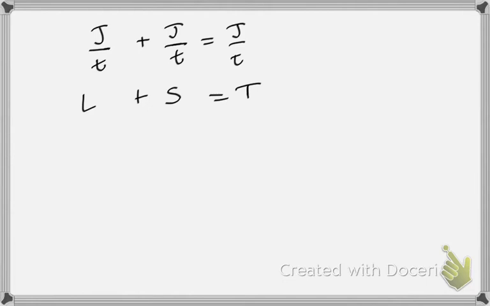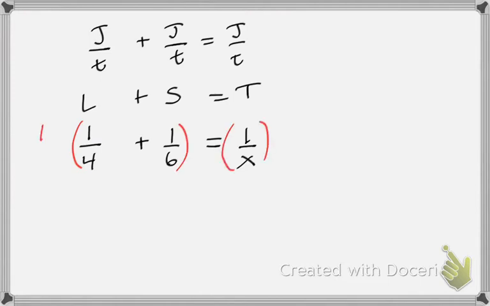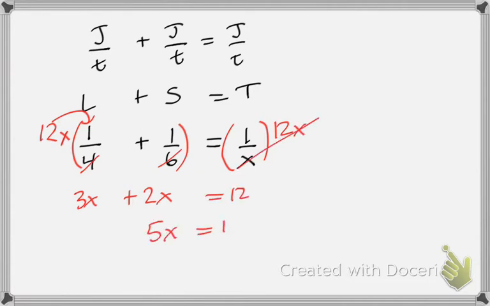Remember, this is our job over time plus job over time equals job over time. So we're talking about liqueur plus sake is equal to the together time. So liqueur is one job in 4 hours, and sake is doing one job in 6 hours. The total is one job in x hours. My common denominator is 12x. I get a 3x here. I get a plus 2x. 12x equals 12. We get 5x equals 12.